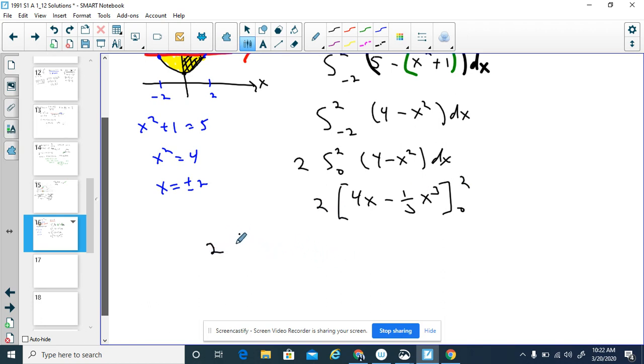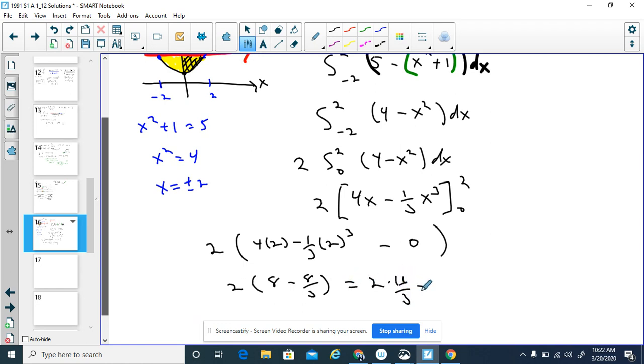And so now we're going to have 2 times, first chuck in the 2, 4 times 2 minus 1/3 times 2 cubed. That's my f of b, minus my f of a, which the whole point of doing this is 0 minus 0 is 0. So I'm being a little lazy there by writing it that way, but that's what happens. So now you're going to get 2 times, this would be 8 minus 8/3. I'd rather think of 8/3 as, Brockbank, very good, 24/3. And so 24 minus 8 is 16/3. So you're going to get 2 times 16/3, which last time I checked is 32/3. All done without the use of a calculator.